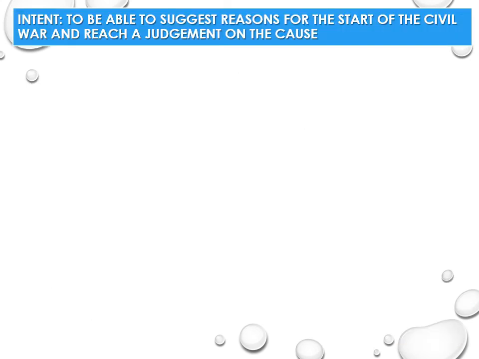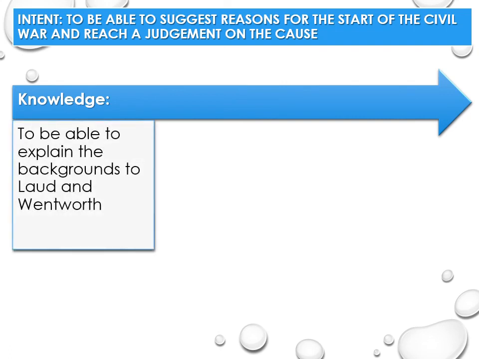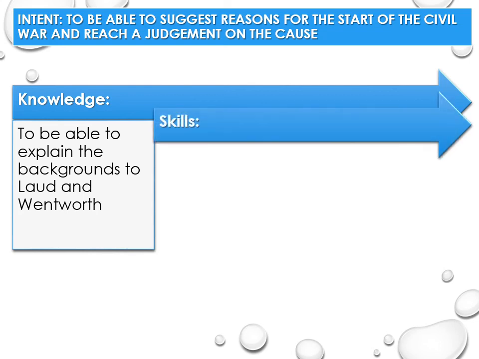Over this lecture, I have spoken about the events that led up to the start of the Civil War. The intention was for you to be able to suggest reasons for the start of the Civil War and reach a judgment on the cause of it in 1642. Knowledge-wise, you need to complete the associated material to be able to explain the backgrounds to Laud and Wentworth and why they were such a huge influence on the king.